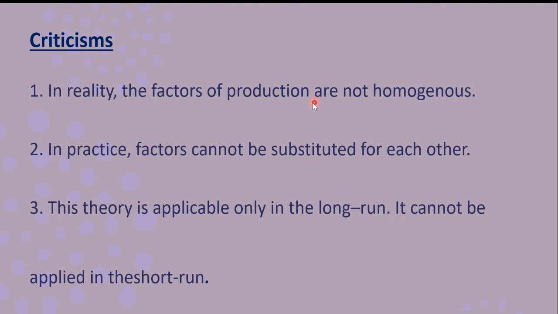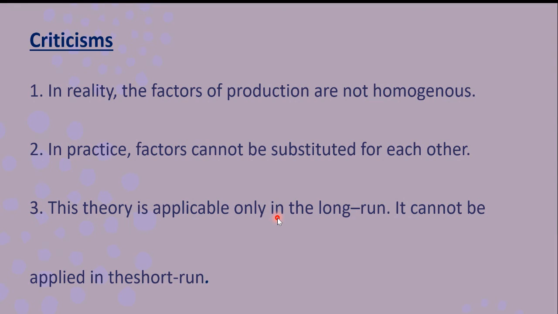In reality, the factors of production are not homogeneous. In the real world, you cannot see any factor which is homogeneous. No two people will be identical or similar in all their qualities. So the factors of production cannot be homogeneous. Factors of production cannot be substituted for each other. Lastly, this theory is applicable only in the long run. In the assumption itself, we saw that it is applicable only in the long run. So this theory cannot be applied in the short period. So these are the criticisms.